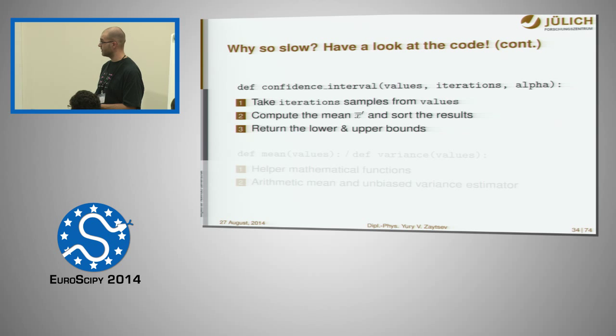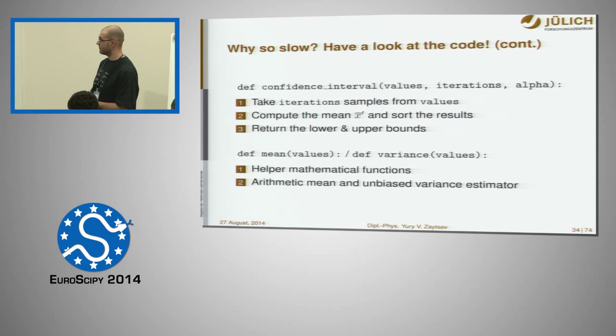And then the other function, confidence interval, takes the values as an input, and then it takes iteration samples from these values. It computes the mean of this subsample and sorts the result. And then it returns lower and upper bounds from this list. And then there are some auxiliary functions, 2 of them actually, mean and variance. And these are just not something that is present in the standard library. So I implemented one-liners to compute mean of a list and unbiased variance estimator.